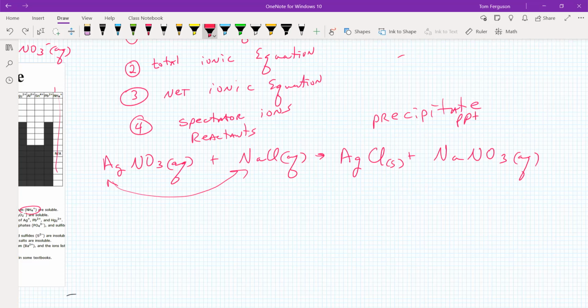All right, next thing we're going to do is we're going to break apart all those ionic molecules into individual ions. Okay, so anytime you have a chemical equation, is it balanced? So how many Ag's do we have on the left and the right?